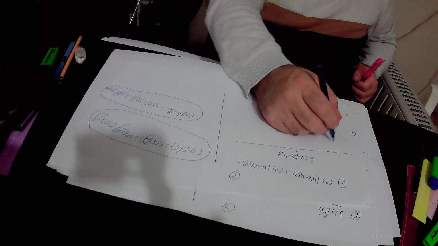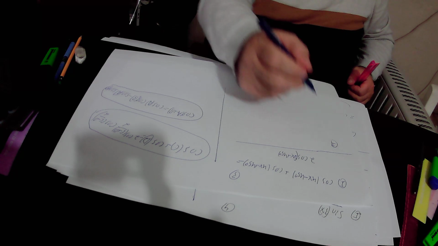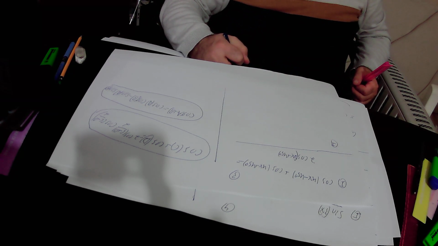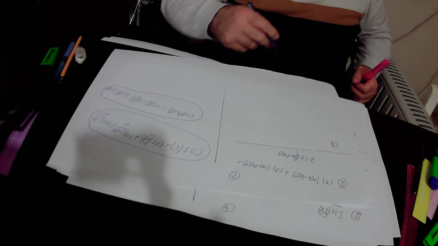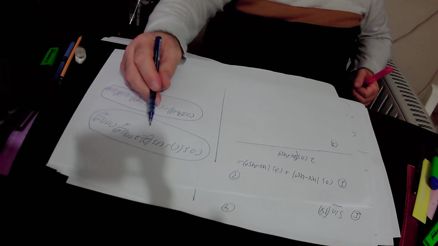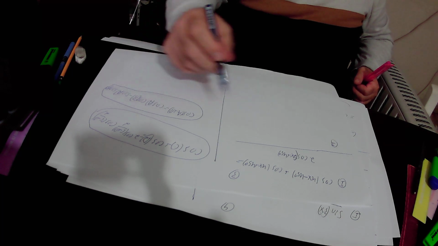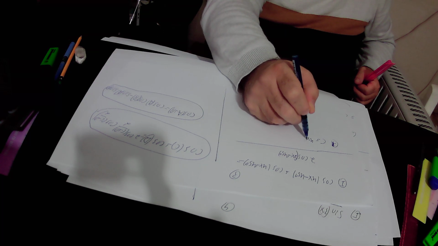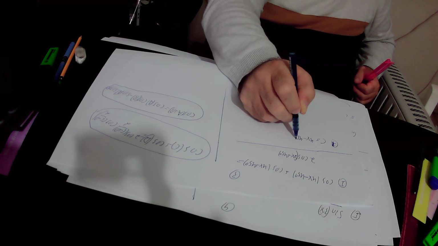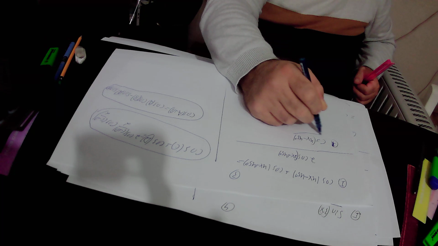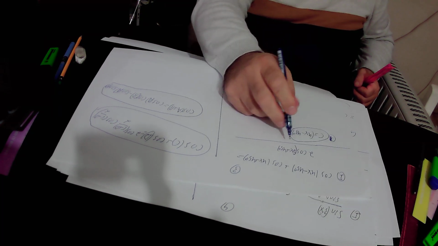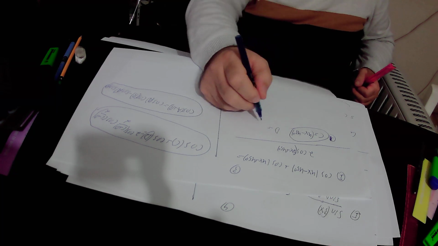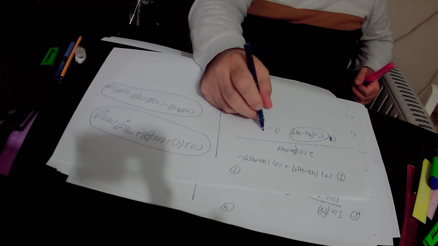So cosine 4x minus 45 degrees plus cosine 4x plus 45 degrees, according to this trigonometric identity, we will get that C equals 4x minus 45 degrees and D equals 4x plus 45 degrees.